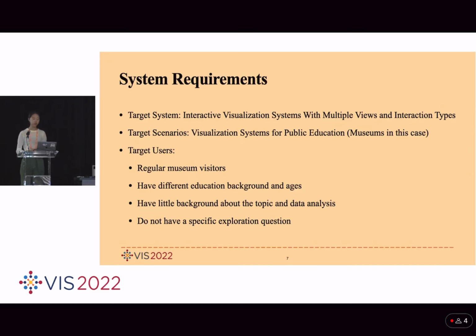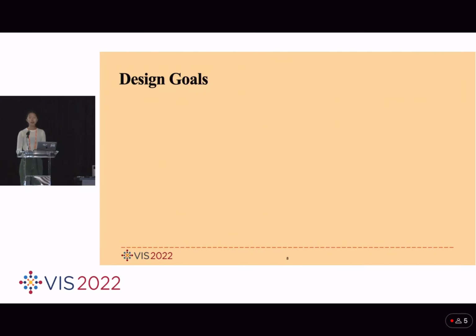To be more specific, the following discussion is set within the museum scenario, but we also argue that the pipeline can be generalized to different visualizations under other scenarios. Public users here are defined as regular museum visitors with different backgrounds, who have little knowledge about the topic and data analysis, but are curious to explore more for insights. The provided interaction recommendations should satisfy the following requirements.